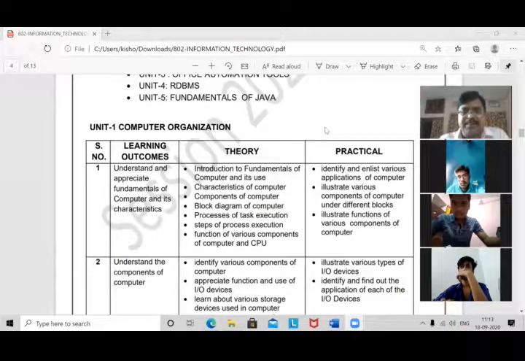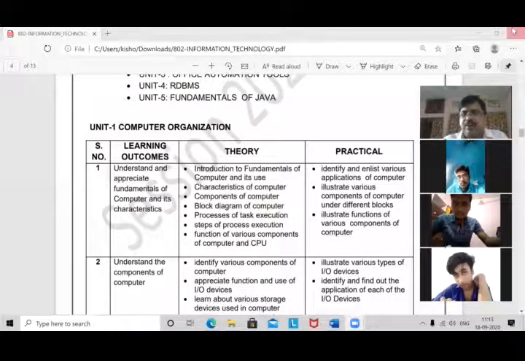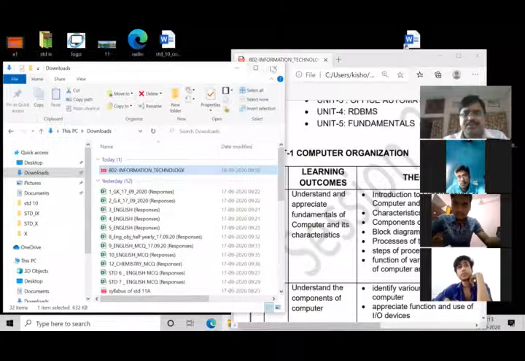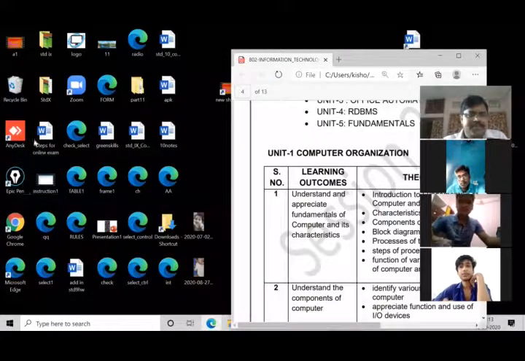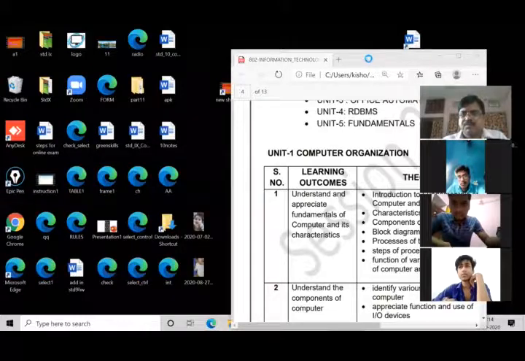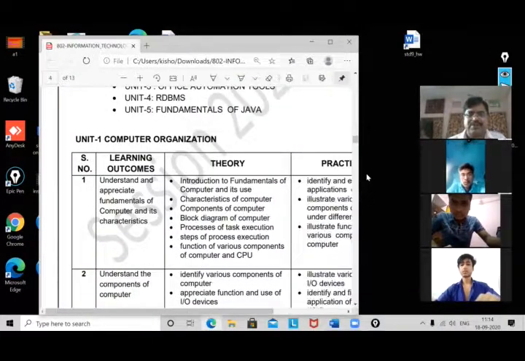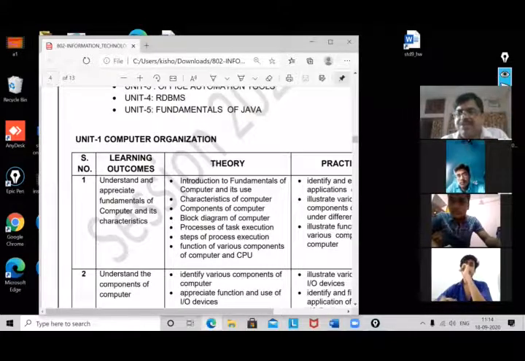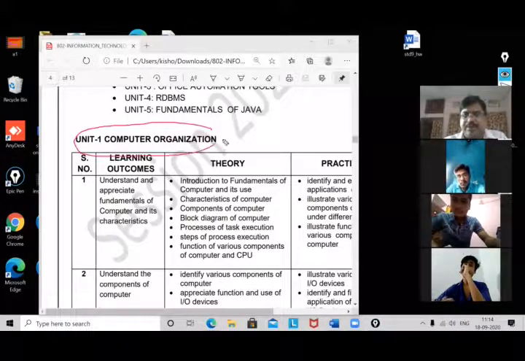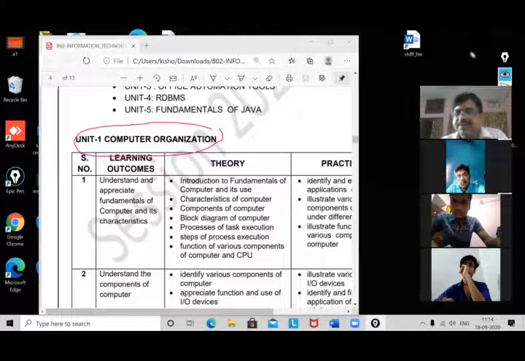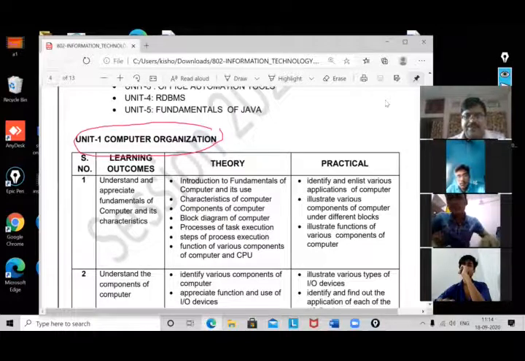You can see on the screen, yes, these 5 units. Now you can see these 5 units. First unit is computer organization. This you have to read. Yes, got it? I hope you all can see the screen nicely. Can you see, my dear, the screen? Yes, sir. Yes.